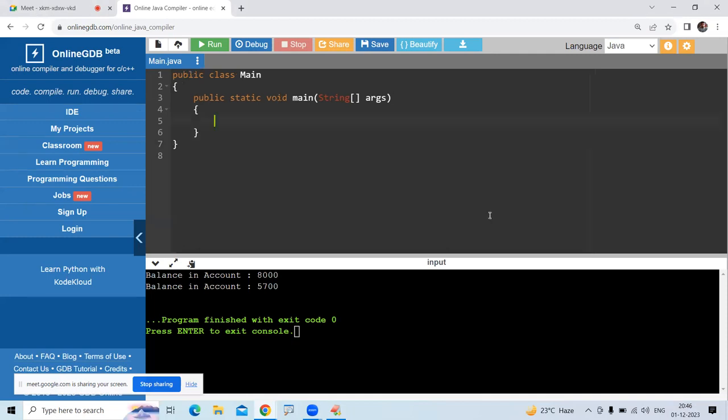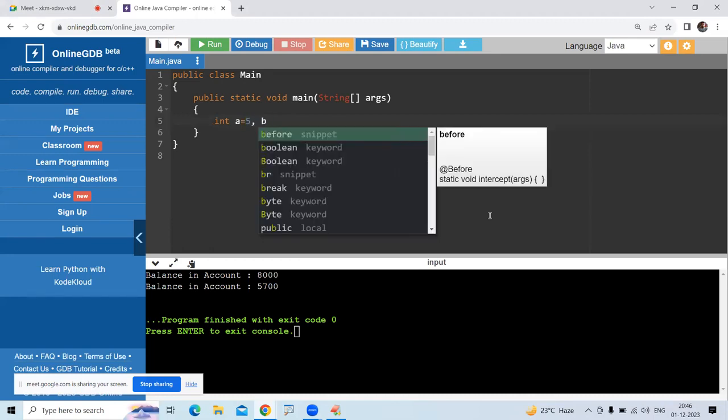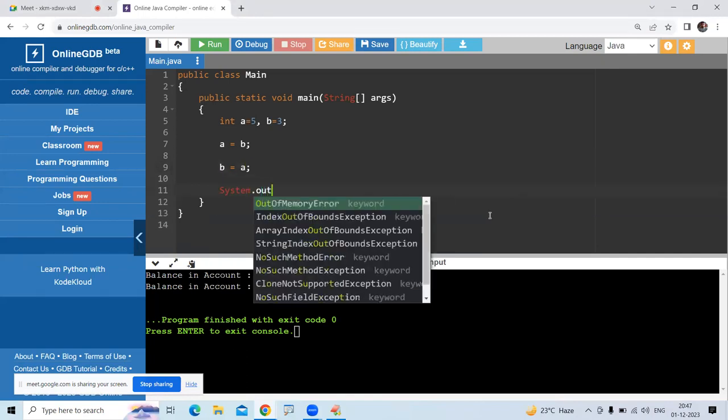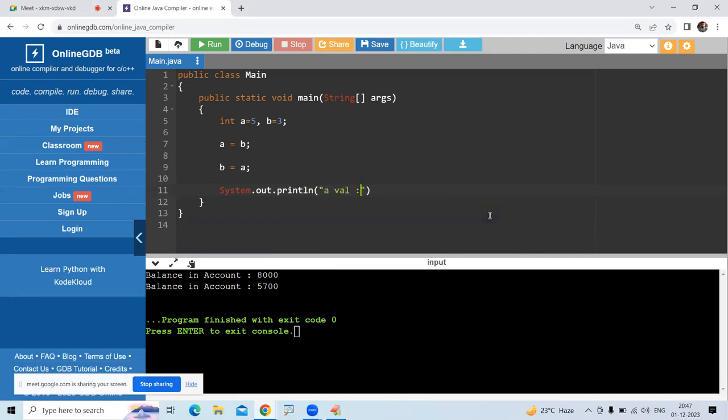I'm taking int a equals to 5, b equals to 3. Two variables I'm taking. I'm doing like this: a equals to b, b equals to a, and just printing the a value and the b value. The only point you need to understand here is how the values are changing.